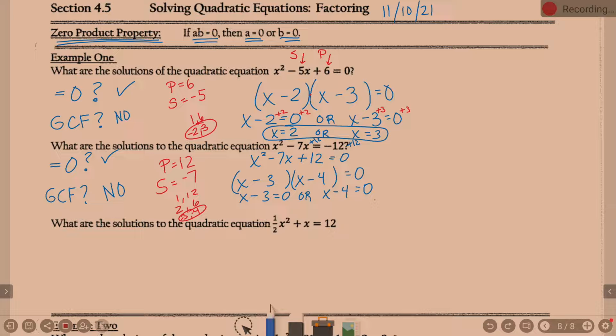If x minus 3 equals 0, what do we do? Add 3. And so one of my solutions is x equals 3. If it's x minus 4, add 4. X equals 4. So the solutions are x equals 3 or 4. Now, in Math Excel, I think you just do a comma: 3, 4.